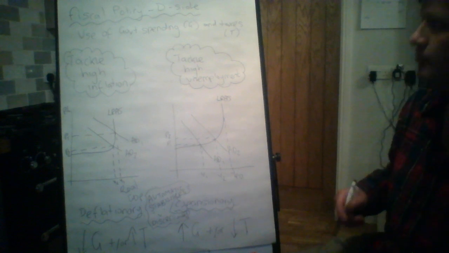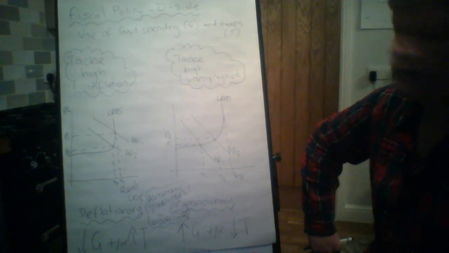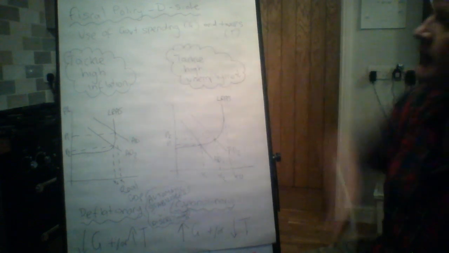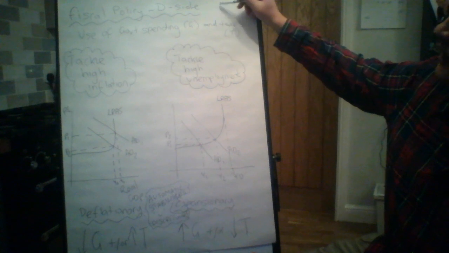Hi everyone, this is the next video following the measurements of macro performance. What we're now going to be looking at is something that we call demand side policies. So we're looking here at different things that we can do to influence the level of aggregate demand across the economy.